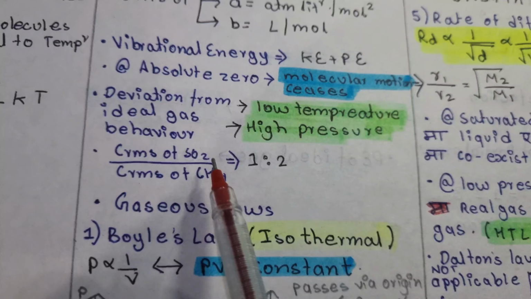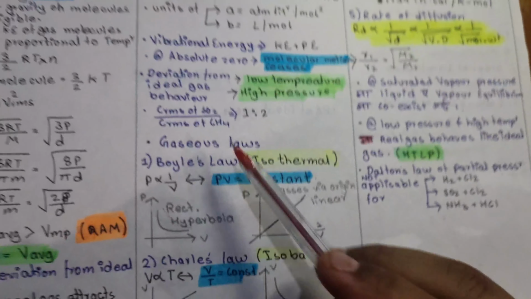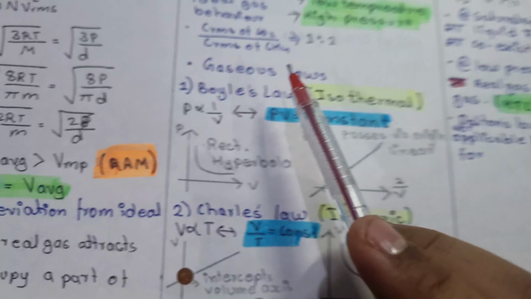Now you can understand this ratio from this formula. Now what are gas laws? They are ideal gas laws.